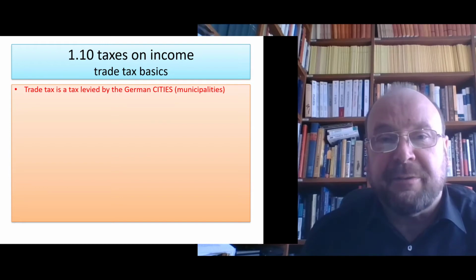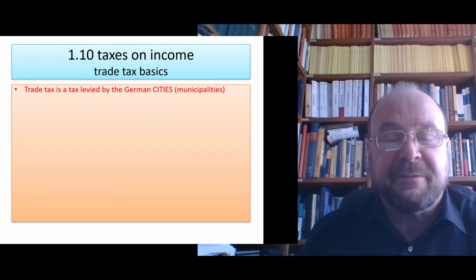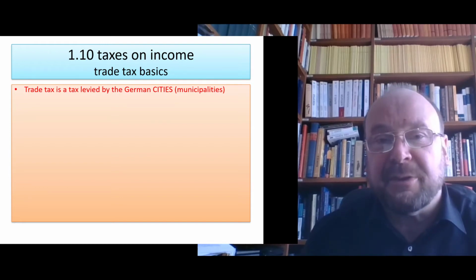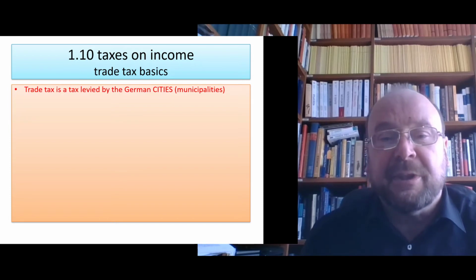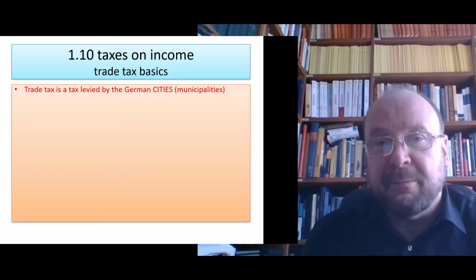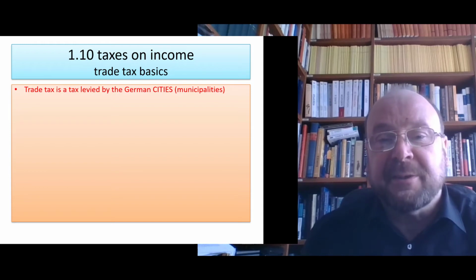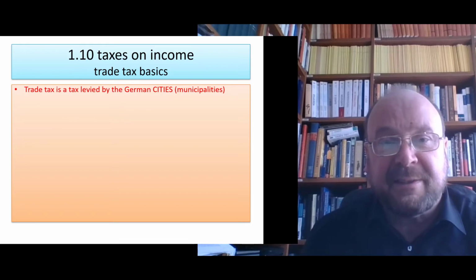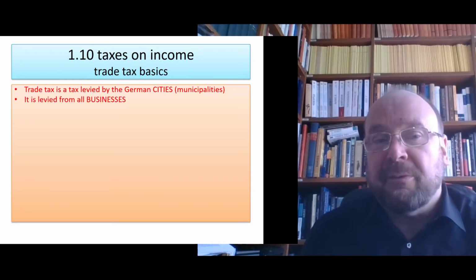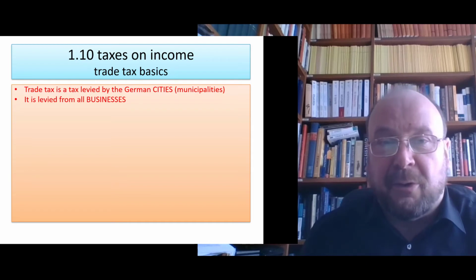So this is one of the most important financial resources of the German cities, and under the German constitution, the German cities have the right to at least one source of tax income, which they can influence by their own decisions. So the trade tax rules, how to compute the tax base, are defined by a federal law, but every city sets its own tax rate.